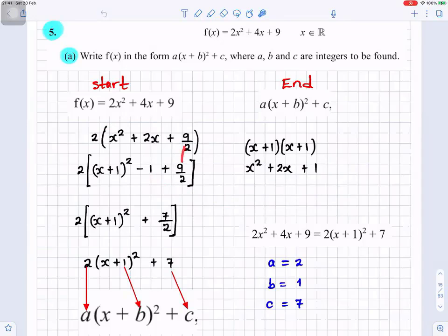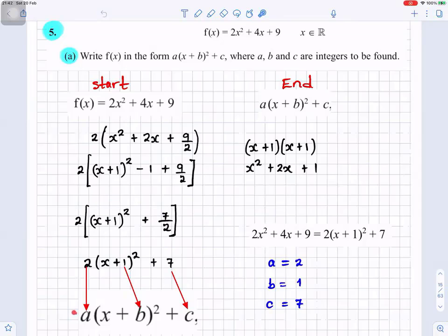And we have the 9 over 2. So we still have our x plus 1 squared when we remove that 1, and then 9 over 2 stays the same. So minus 1 plus 9 over 2 gives you 7 over 2. So for your answer, you remove the bracket: 2 times that is 2 bracket x plus 1 squared, and 2 times 7 over 2 gives you 7.